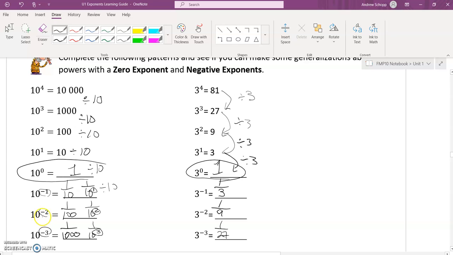And 10 to the power of -2 is equivalent to 1/10 to the power of +2. And this carries on. So that gives you a little bit of an idea of what negative exponents look like.